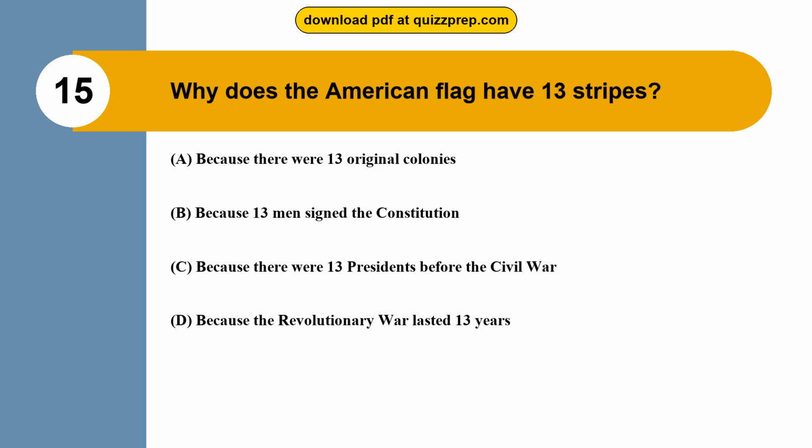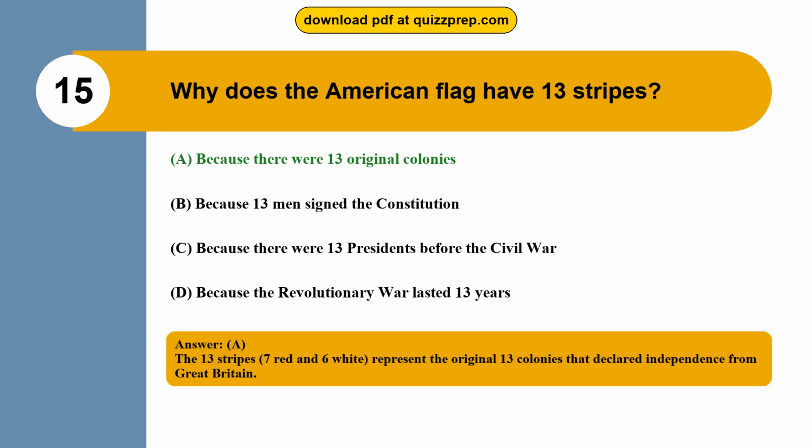Question 15. Why does the American flag have 13 stripes? Option A, because there were 13 original colonies. Option B, because 13 men signed the Constitution. Option C, because there were 13 presidents before the Civil War. Option D, because the Revolutionary War lasted 13 years. The correct answer is option A, because there were 13 original colonies. The 13 stripes, 7 red and 6 white, represent the original 13 colonies that declared independence from Great Britain.